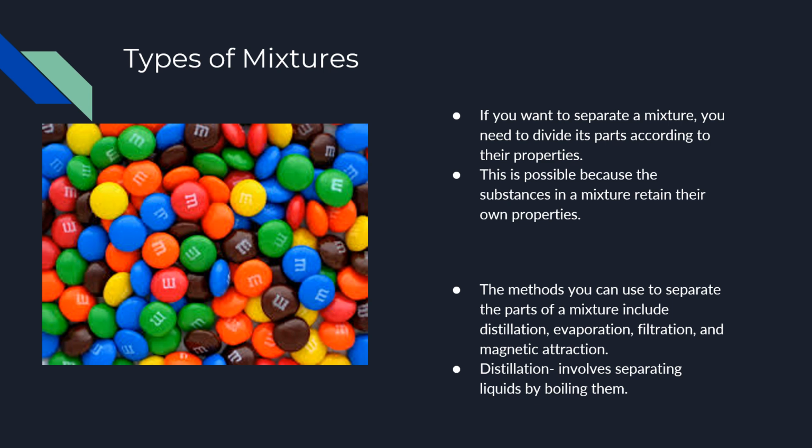Distillation involves separating liquids by boiling them. Evaporation is a good way to separate dissolved or suspended substances from water. So this is how sea salt is harvested from the ocean.